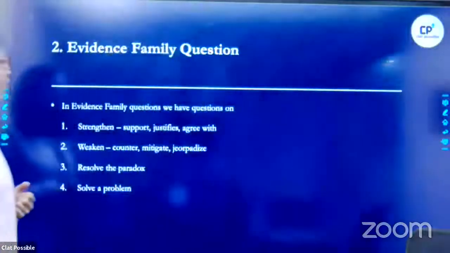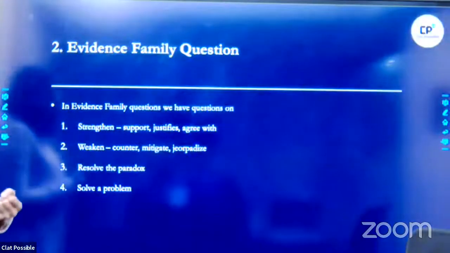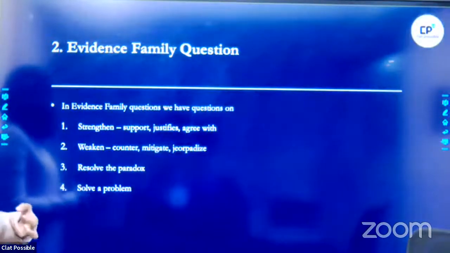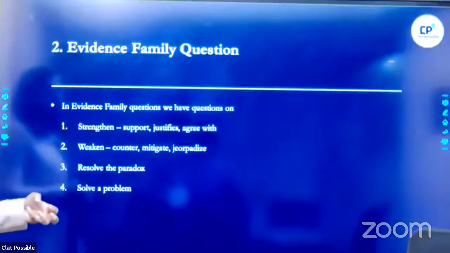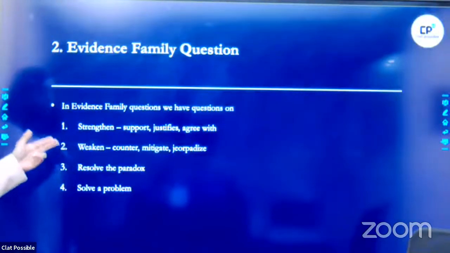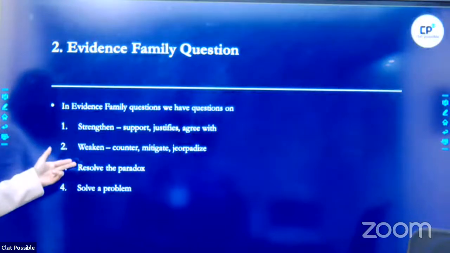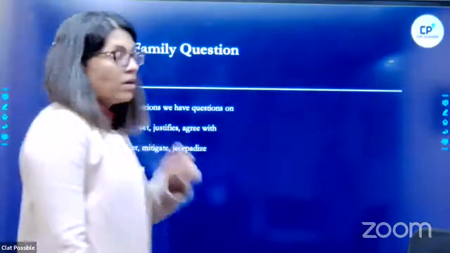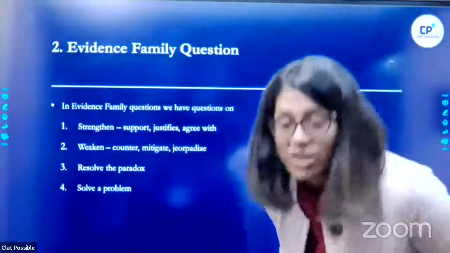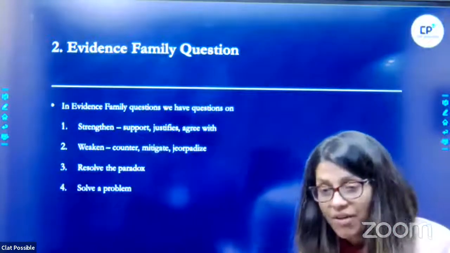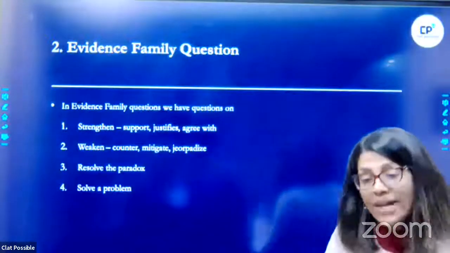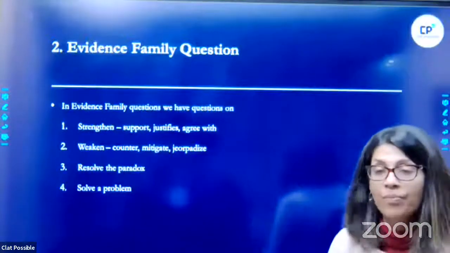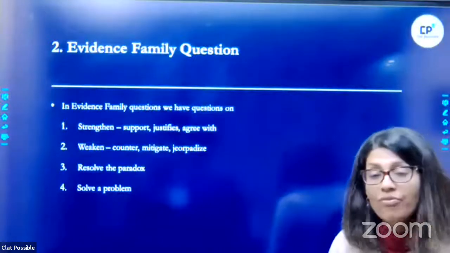So let's move to the next family of questions. This, I think, is the simplest family of questions, which is evidence family. The types of questions you see in evidence family are strengthen, weaken, resolve the paradox, solve a problem. So these are the keywords of evidence family questions. The questions will say strengthen, support, or justify, agree with the author, weaken, counter, mitigate, or jeopardize the author, resolve the paradox, and solve a problem.